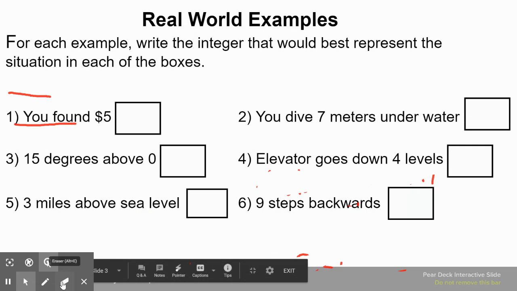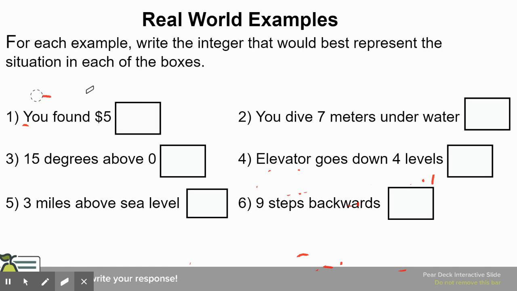So let's look at some real world examples. All right. So you found $5. Does that mean you are being given money or money is being taken away? Well, since we found $5, that means the money is for us. So this is going to be a positive. So we would say this is 5.